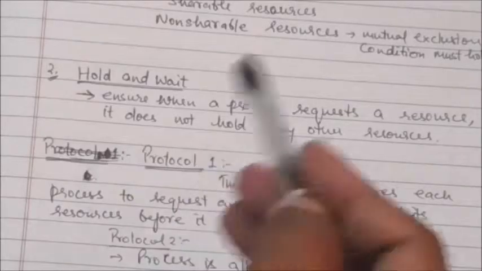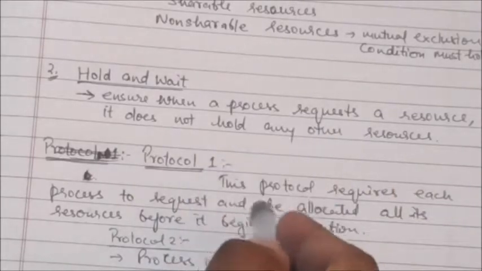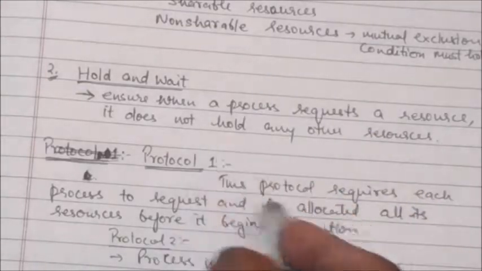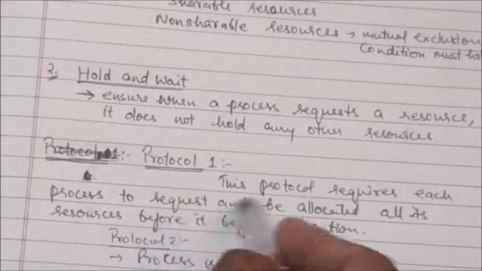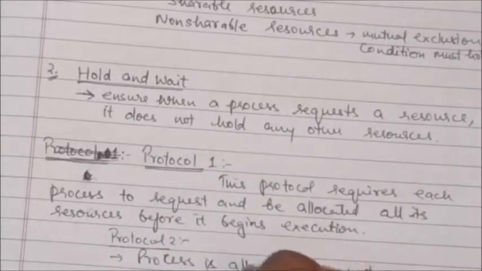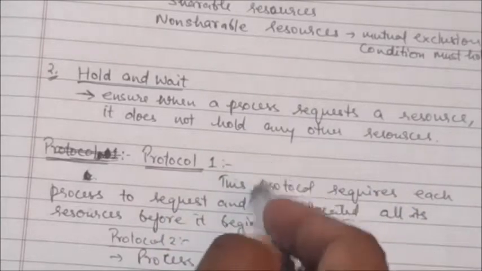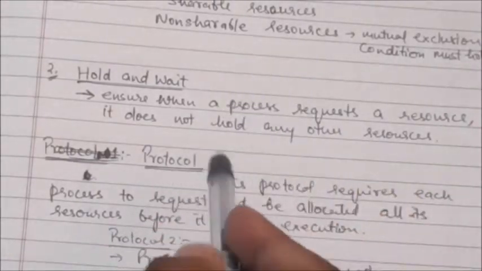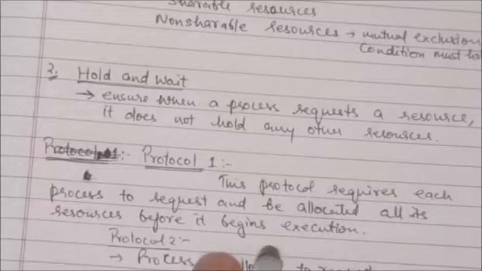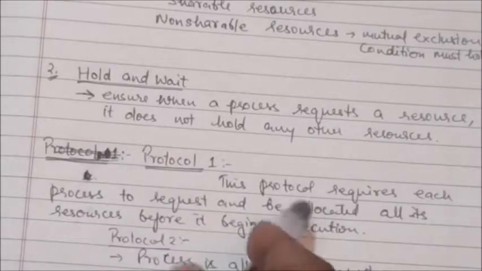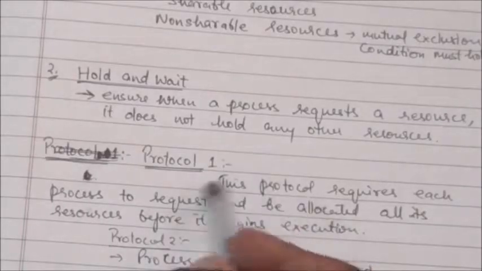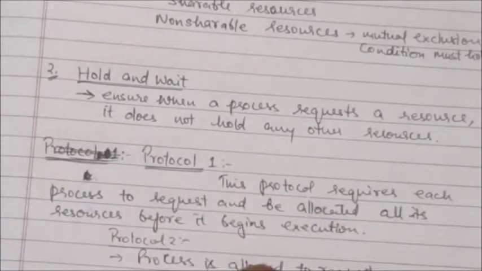In the first protocol, whenever a process starts its execution, before starting, the process will request all the resources which it requires for its execution, and these resources will be allocated to that process. So in this protocol, each process before starting its execution requests all the resources it requires, and they are allocated to it.